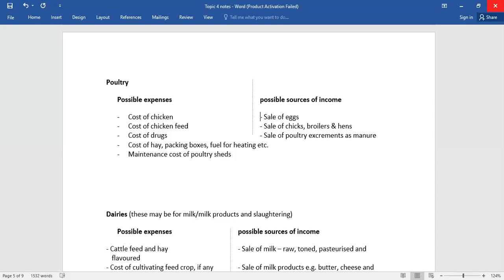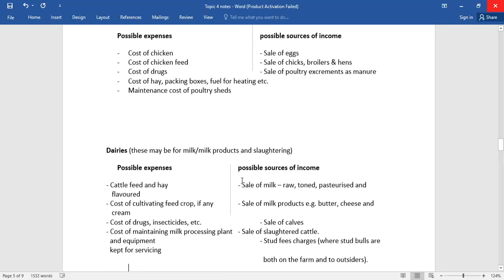There are those people who will sell you a bag of manure at 300 shillings. And farmers do buy because they want to go and put it in the crops to increase the yield.